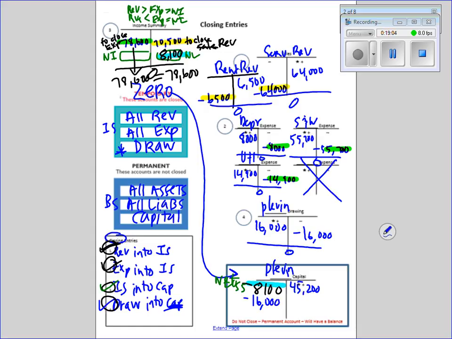Again, like a net loss, a drawing is seen as owner, you don't get to keep that money. You already took it out. For the last time, I'll highlight.